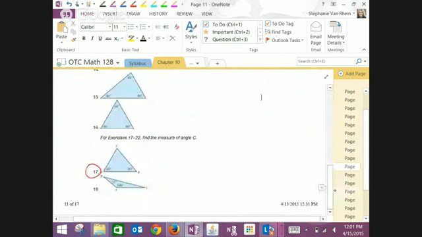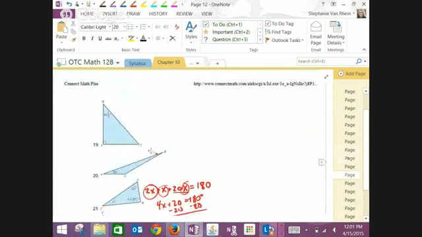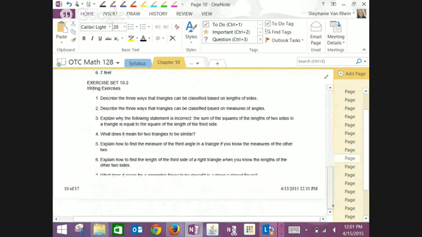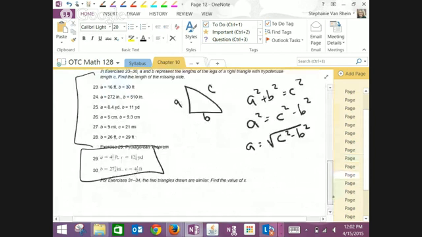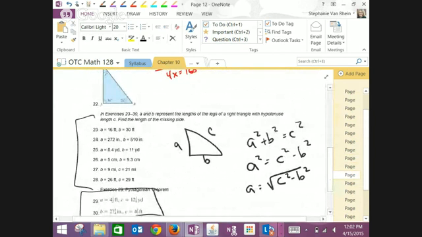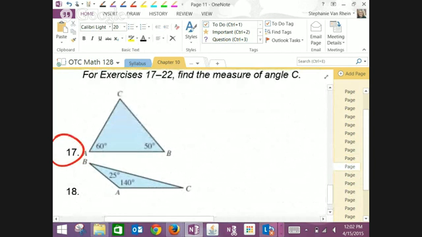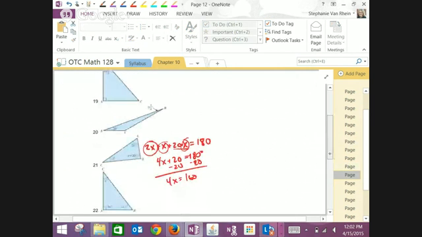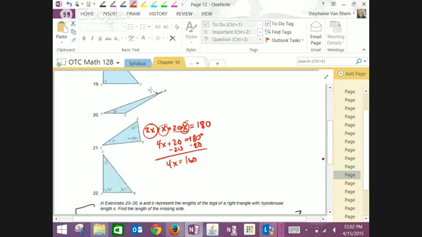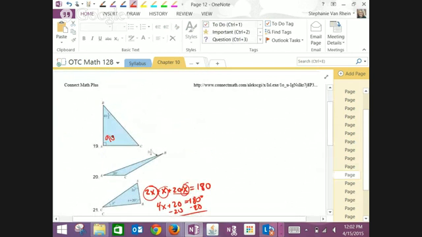So classifying the triangles, you would use Pythagorean theorem on numbers 23 through 28. So 17 would be the sum of a triangle is 180 degrees. So to find the missing measurement, you take 180 minus 60 minus 50. And 19 would be 90. Yes. So it'd be 180 minus 90 minus 41 1/3.